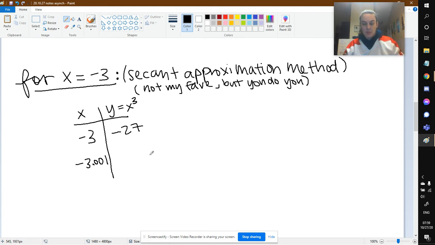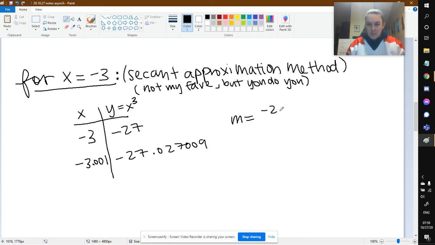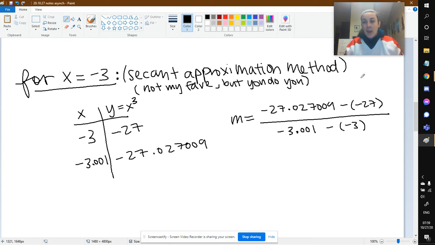I'm going to plug in the other one to a calculator because, good lord. Negative 3.001 to the power of 3 is negative 27.027009. Cool. When I find the slope, I'm just doing the y2 minus y1 over x2 minus x1. I can plug that into a calculator.